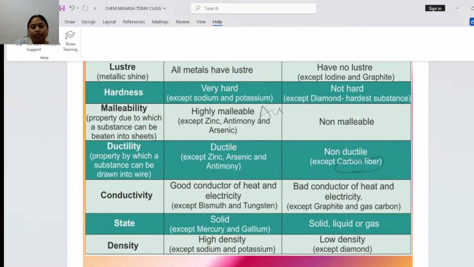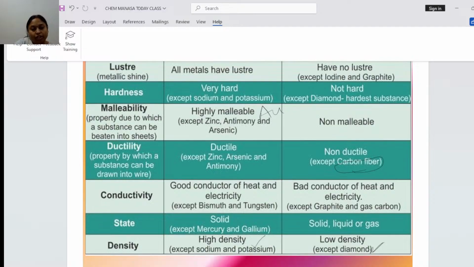So when it comes to the first group elements, the exceptions are potassium and sodium. These have less density. And when it comes to the non-metals, generally these have low density. Here the exception is diamond, which has the highest density.